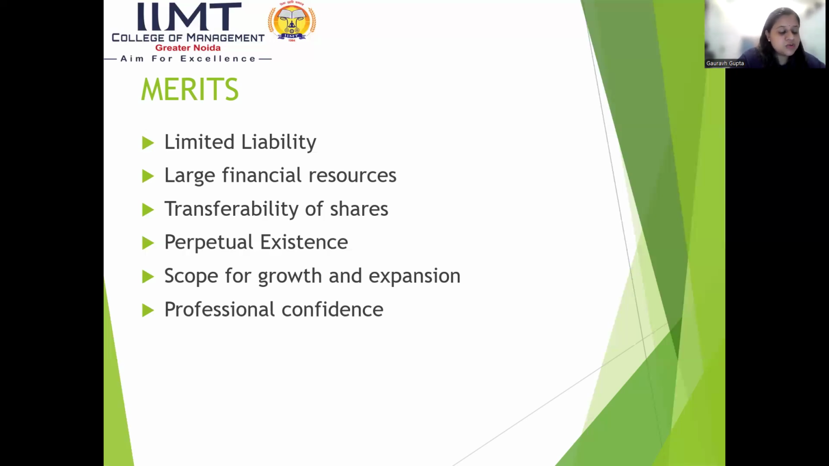Next point is perpetual existence. The company's existence is not affected by the status of shareholders. Company continues to exist. Next point, scope for growth and expansion. Companies can raise a large amount of funds from the public as well as from borrowing from financial institutions or banks. Next point, professional management. Large-scale operations require management by professional and specialized individuals.